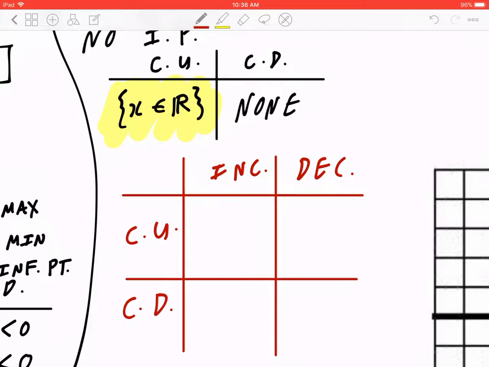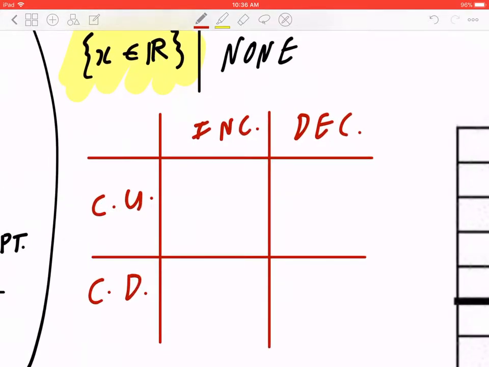Okay, let's take a look. If the function is increasing and it's concave up, it's going to look like that. If the function is decreasing and it's concave up, it's going to look like that. In the third case, if the function is increasing and it's concave down, it's going to look like that. Last but not least, if the function is decreasing and it's concave down, it's going to look like that.